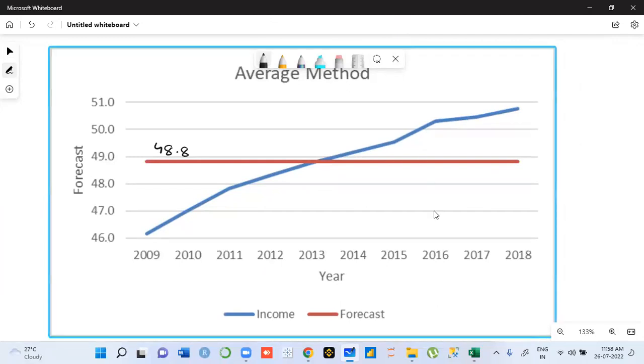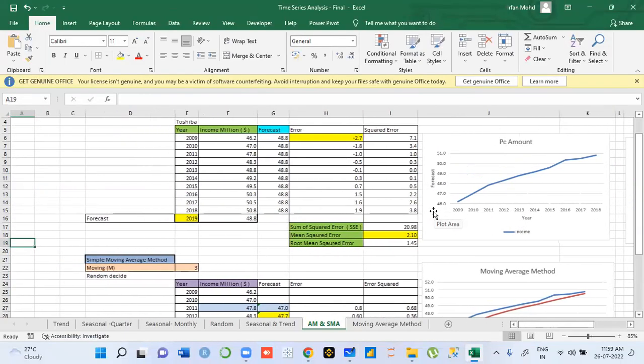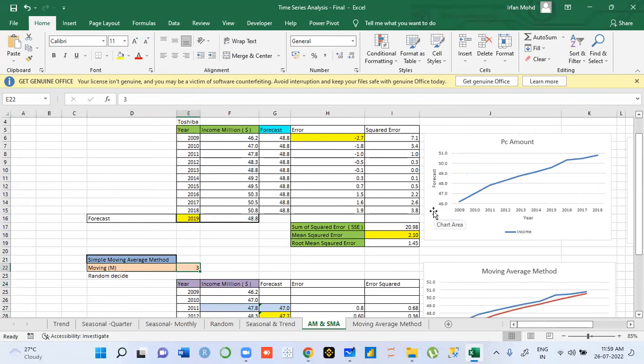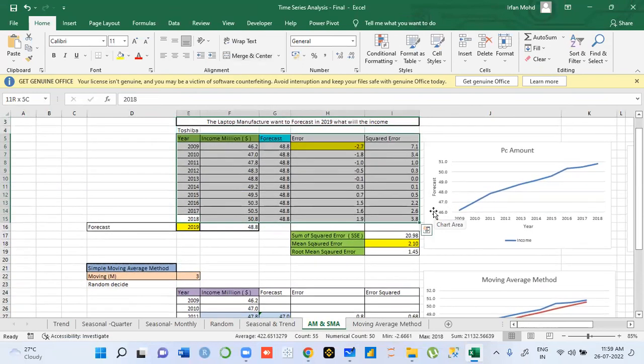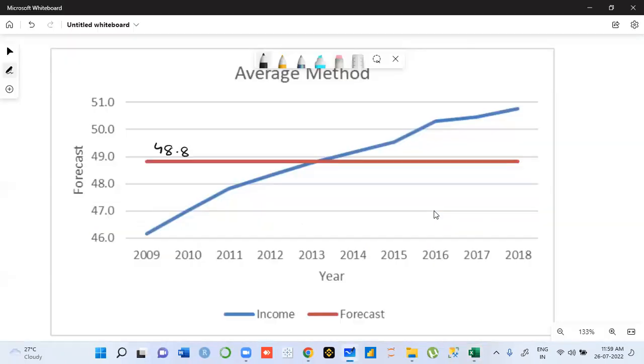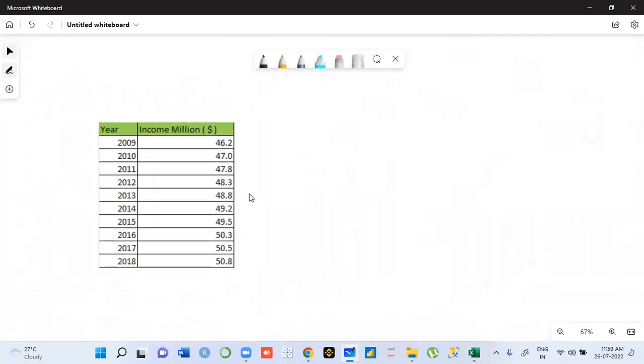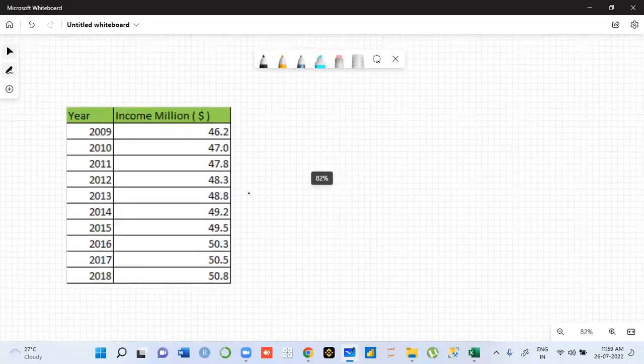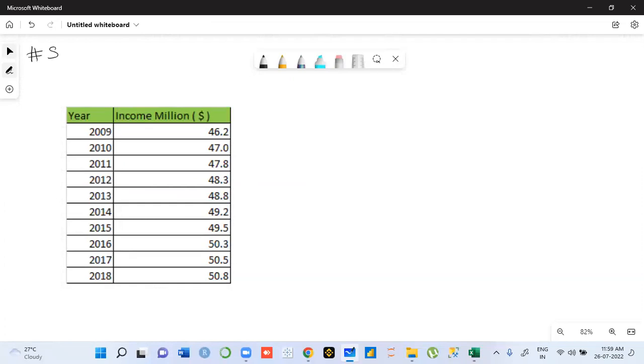I'll change the scenario now. The concept name is simple moving average. What is the meaning of average, guys? Moving means steps. Simple moving average: A for average, M for moving. Every time I have to know how many steps? 3. This 3 I decided randomly.